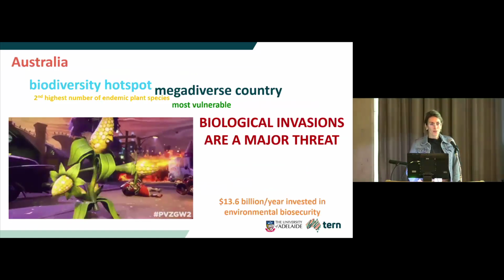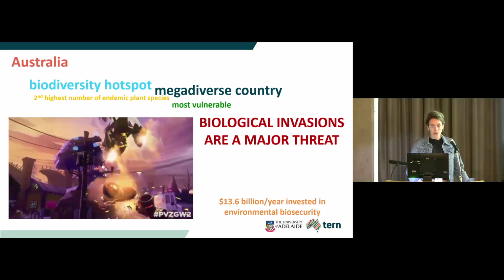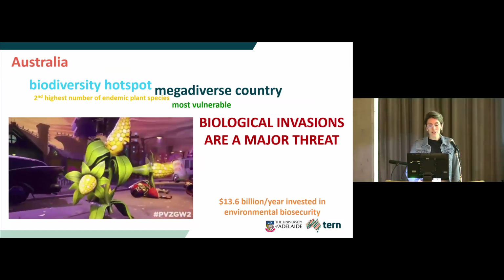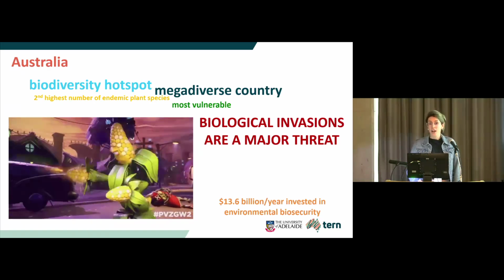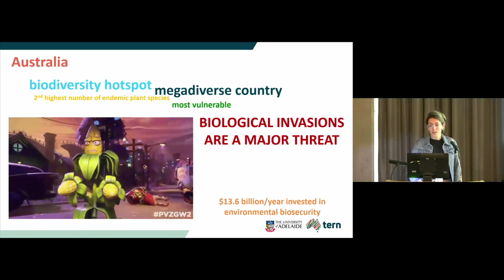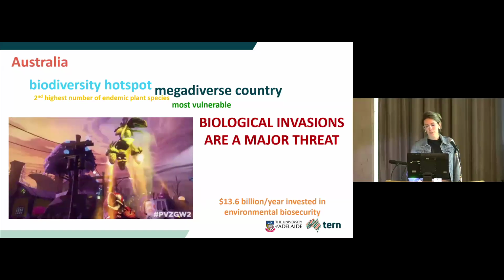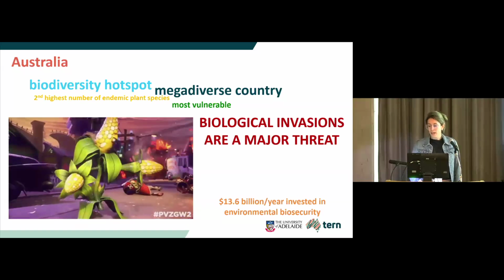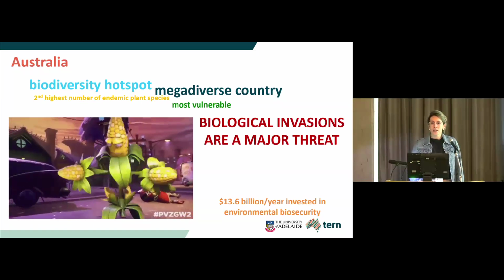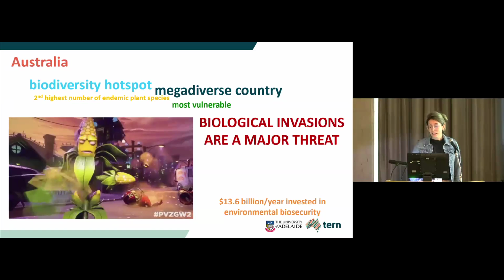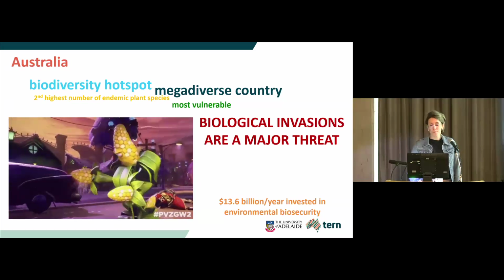So just to give you some context about Australia, it's a biodiversity hotspot and it has the second highest number of endemic plant species. 85% of the Australian flora is endemic. It's a megadiverse country and biological invasions are a major threat. So over 13 billion is spent annually on biosecurity.